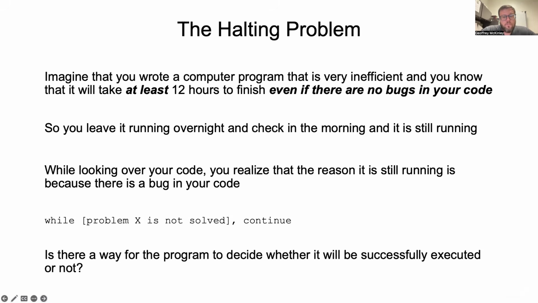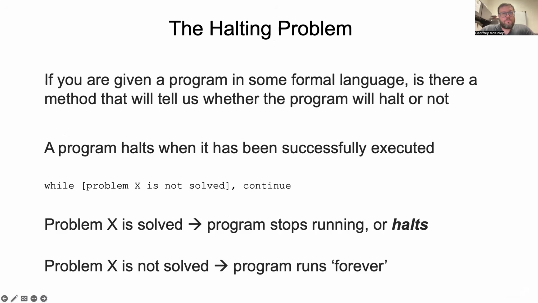So is there a way for a program or a method to decide whether it will be successfully executed or not? And that's the halting problem, whether it will halt or not. So if you're given a program in some formal language, is there a method that will tell us whether the program will halt or not? So if a program halts, it's been successfully executed. If a problem is not solvable, then the program would run forever. And the halting problem is how do we figure out whether it will halt or not?